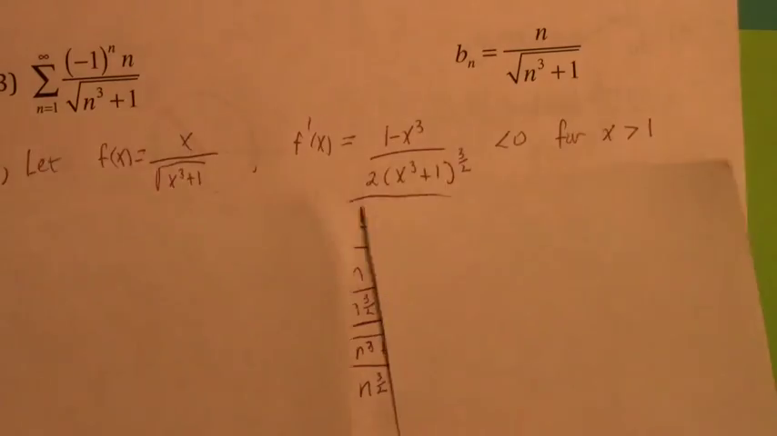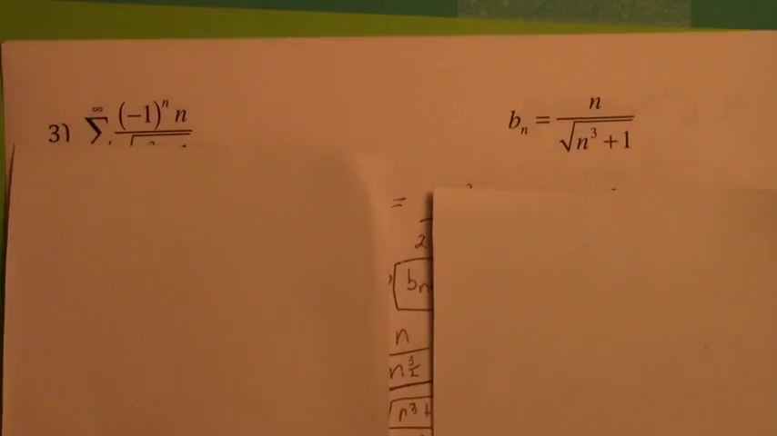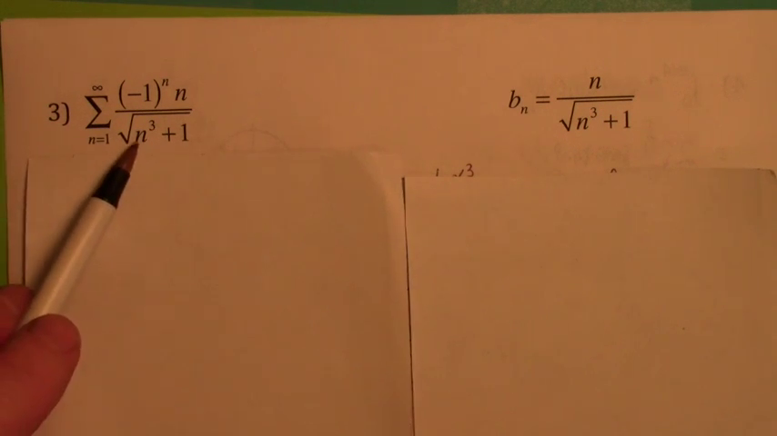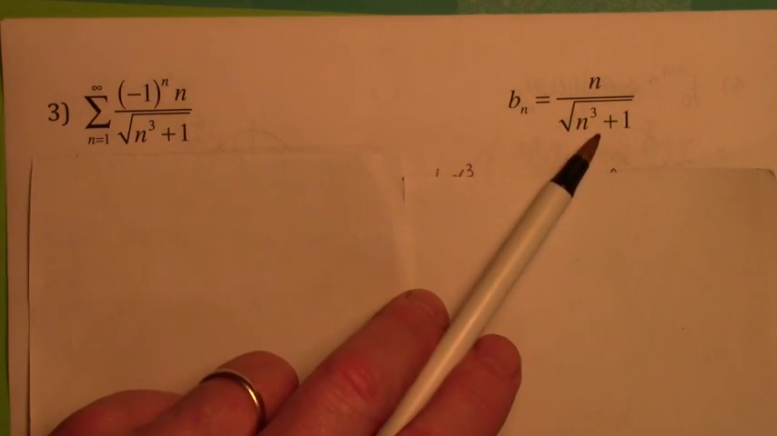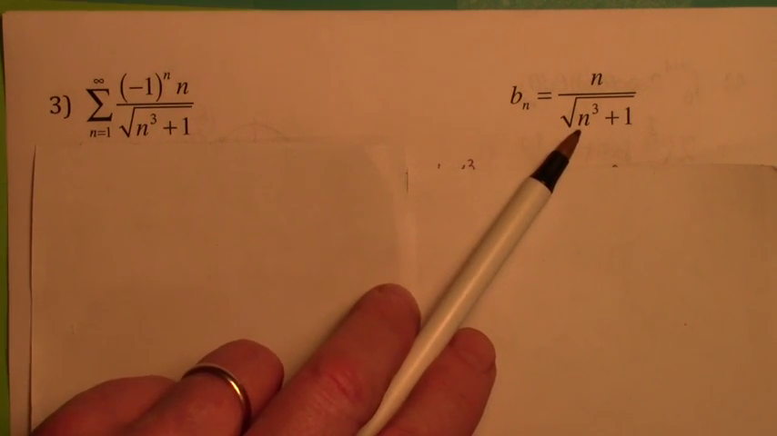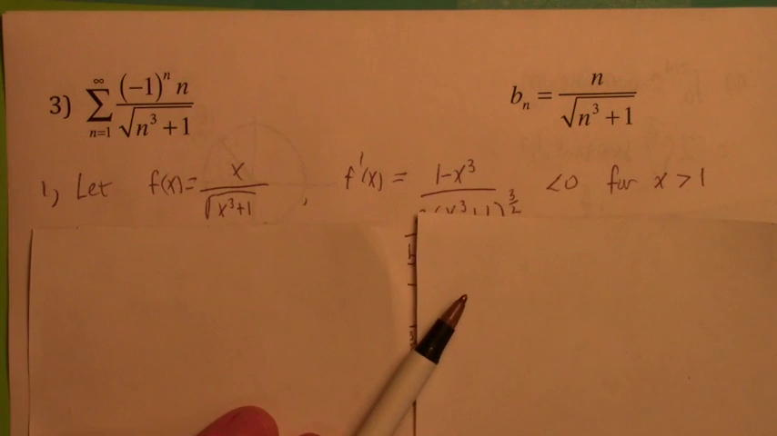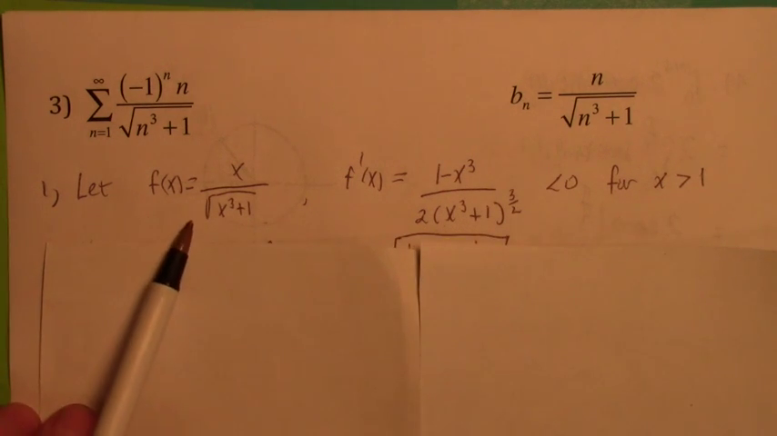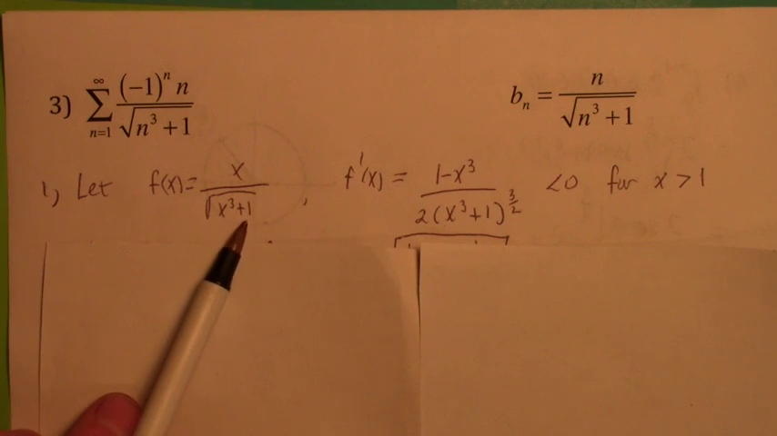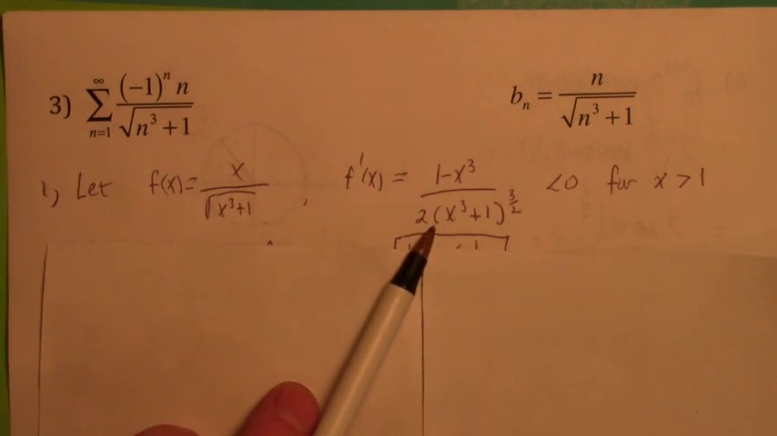Let's do another one here. This one right here, let's see. For this alternating series, b sub n would be this. Now this is an example where it might not be obvious that it's decreasing. One way to show that it's a decreasing series is to look at the function f of x, in this case equal to x over the square root of x cubed plus 1. Look at the derivative.